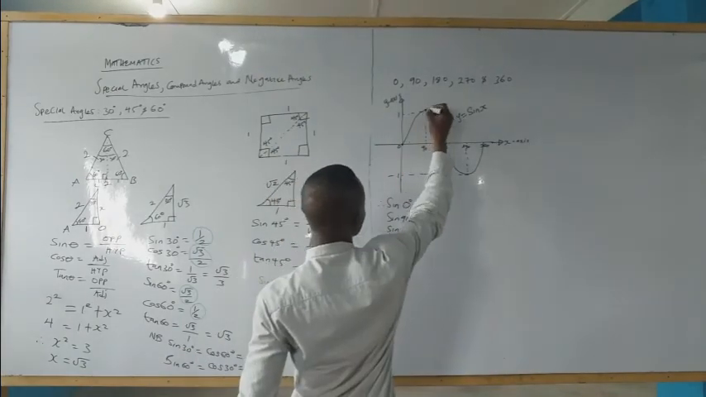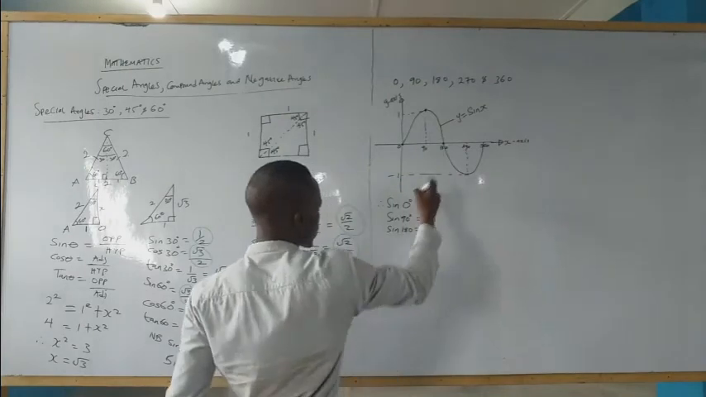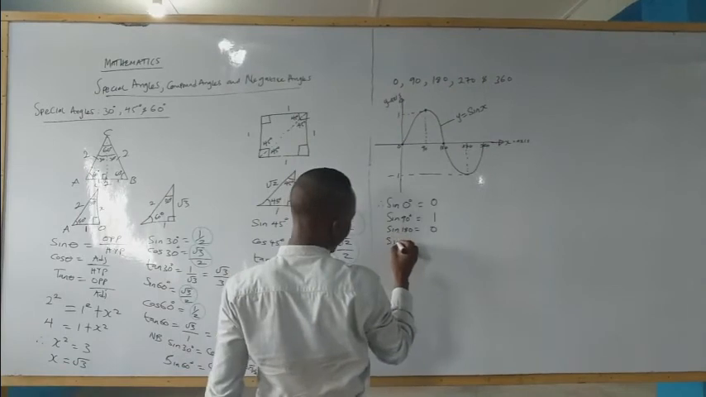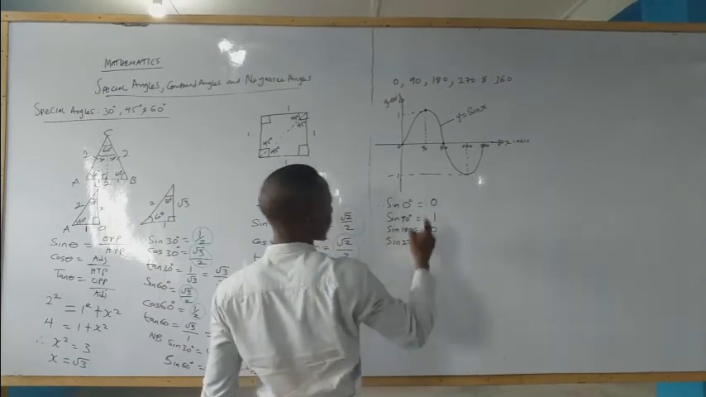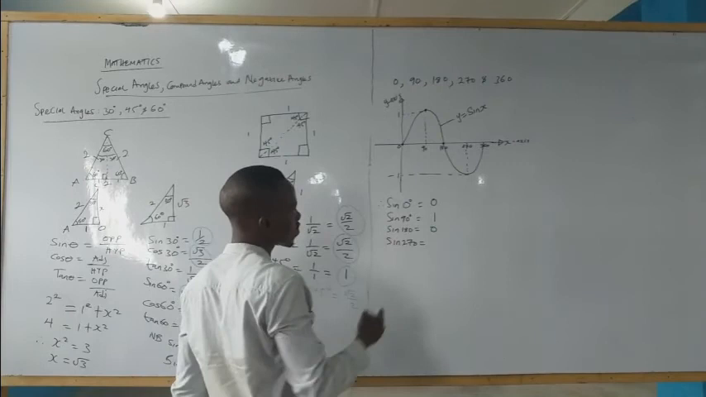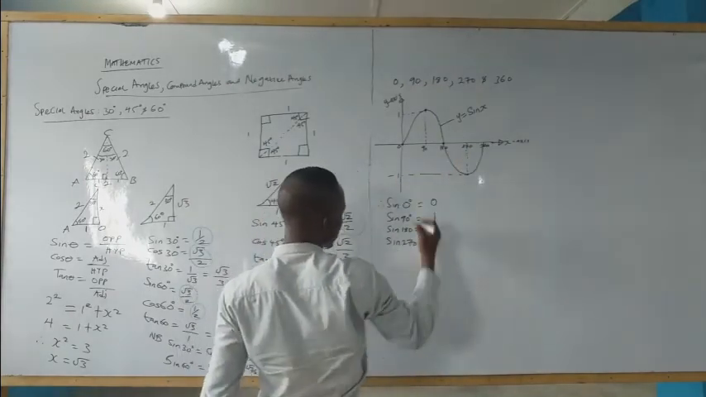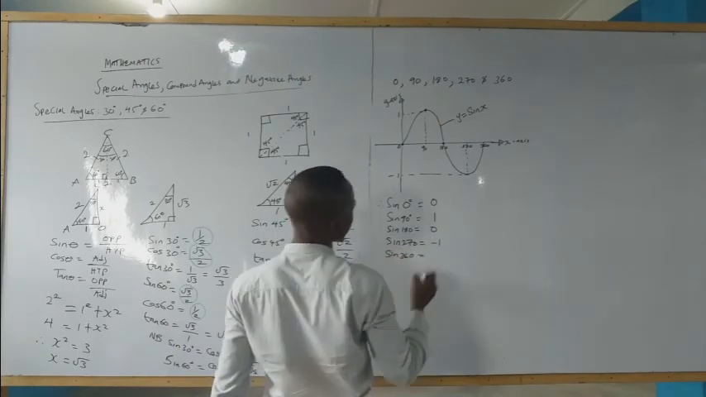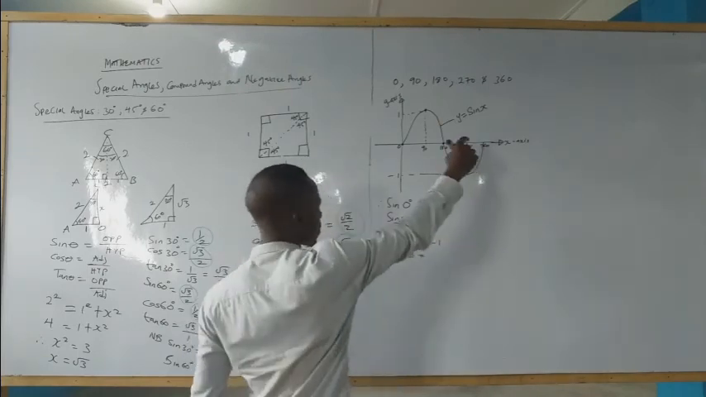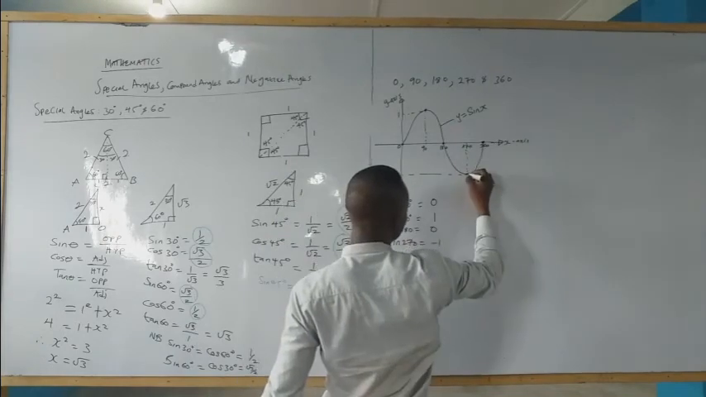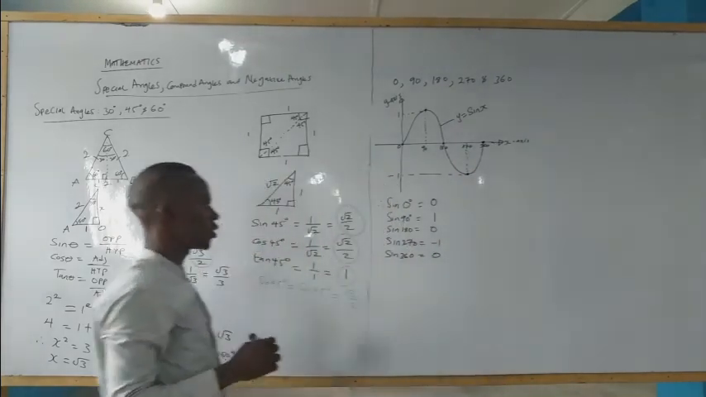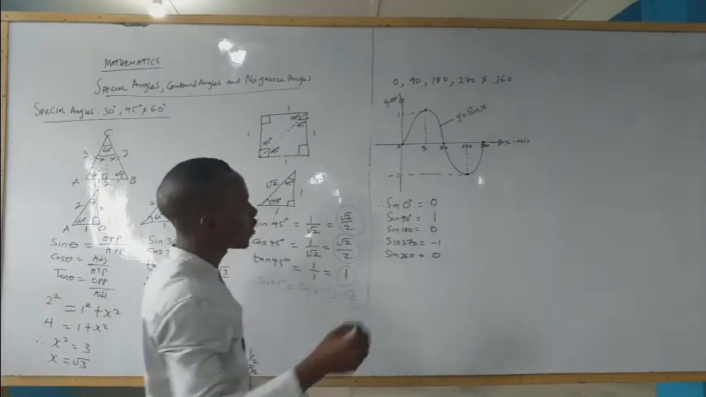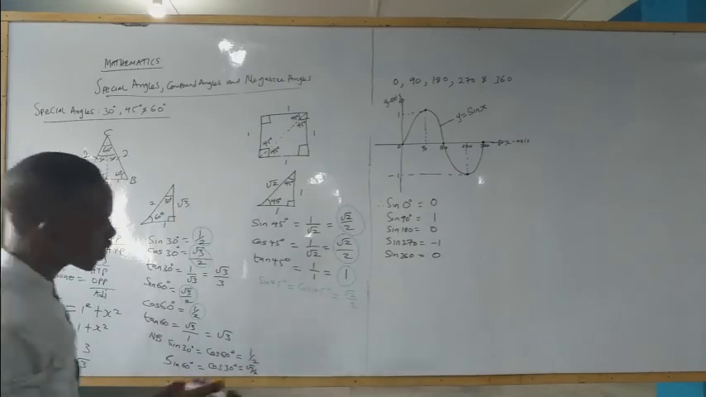Having the points 270, sine 270. When x is equal to 270, what is y? Y is equal to minus 1. And then the last one, sine 360. When x equals 360, y is still 0. So from here we have determined the values of sine 90, 180, 270, and 360.